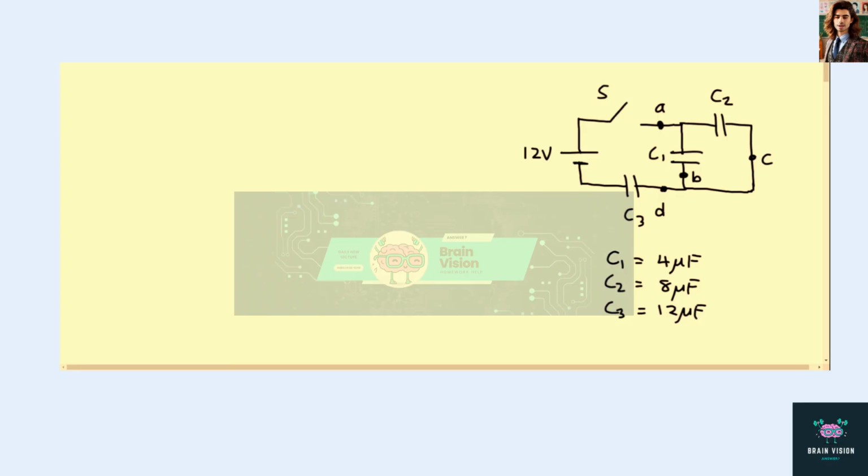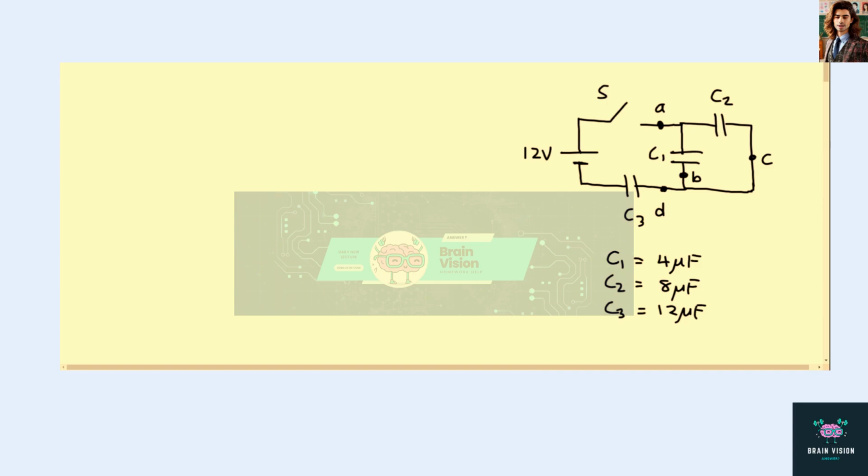In this question, we are given this circuit diagram with three capacitors, and we want to find the number of electrons that travel through points A, B, C, and D. Given the capacitances, C1 is 4 microfarad, C2 is 8 microfarad, C3 is 12 microfarad. We also want to figure out whether the electrons travel up or down through points B and C.